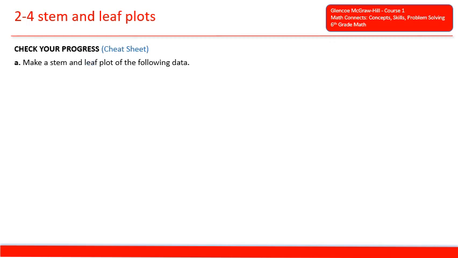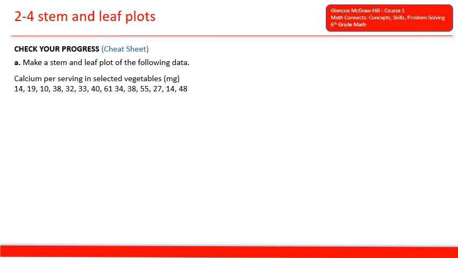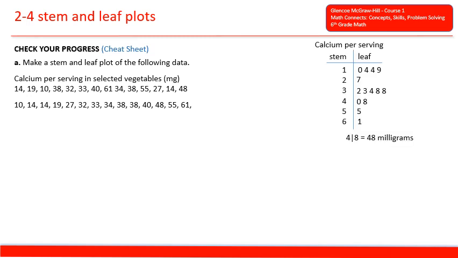Check your progress. Make a stem and leaf plot of the following data. So calcium per serving in selected vegetables, in milligrams, and they give us the data. Notice that it's random. It's not in any particular order. So we are going to rearrange it so that it's from least to greatest. And then we can take that and put it into our stem and leaf plot.